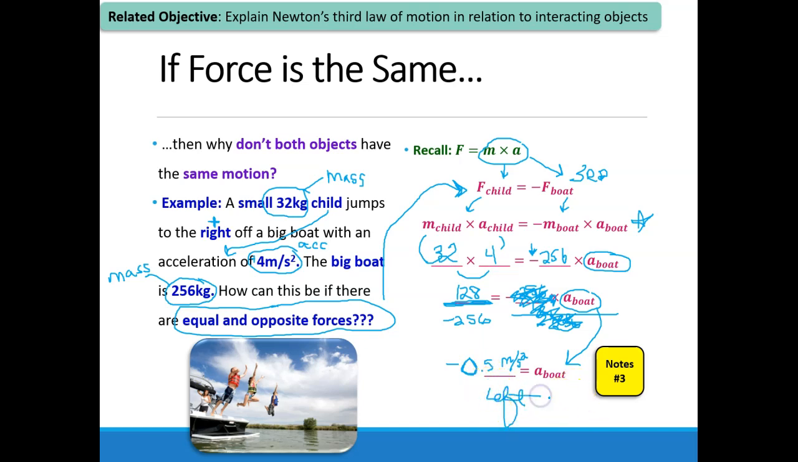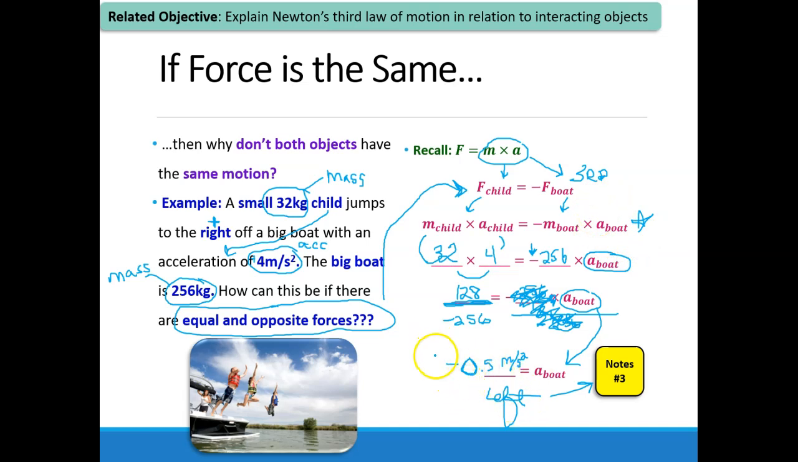So when you answer number 3 in your notes, make sure you choose the one that says negative and to the left, 0.5 meters per second squared. But what does this all mean? So again, they experienced exactly equal forces, but the difference is with those equal forces, the small child had a really large acceleration, whereas the big boat had a very small acceleration, because the big boat is so much more massive that it can't do as much of an acceleration with the same amount of force as the child.